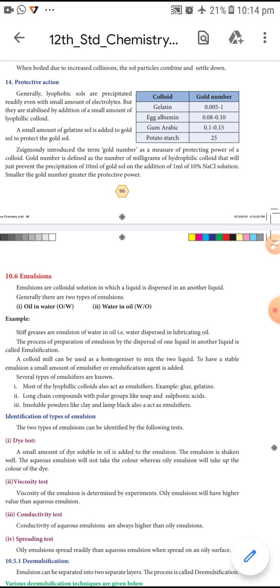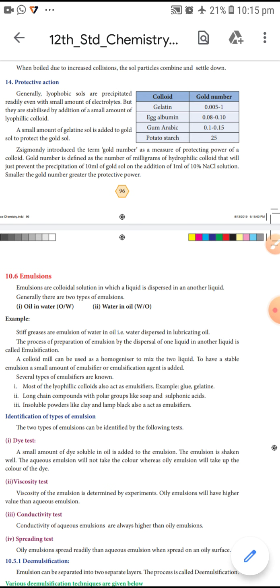That solution will be stabilized. A small amount of gelatin is added to the gold sol. That gelatin protects the gold sol. So by the addition of gelatin to the gold sol, the gelatin protects the gold sol.